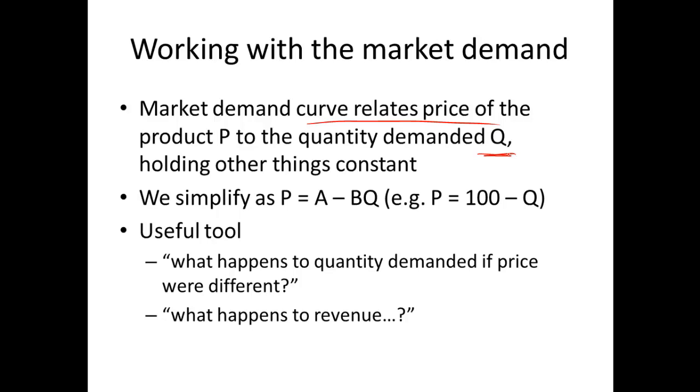Now, we generally write this, as I mentioned, in terms of P. P equals some A minus B times Q, something like P equals 100 minus Q or whatever. We'll see lots of different examples. And the market demand curve is a super useful tool. It allows us to answer all kinds of questions. What happens to the quantity demanded if the price were different? Then we can use it also to think about what would happen to revenue, many different things.